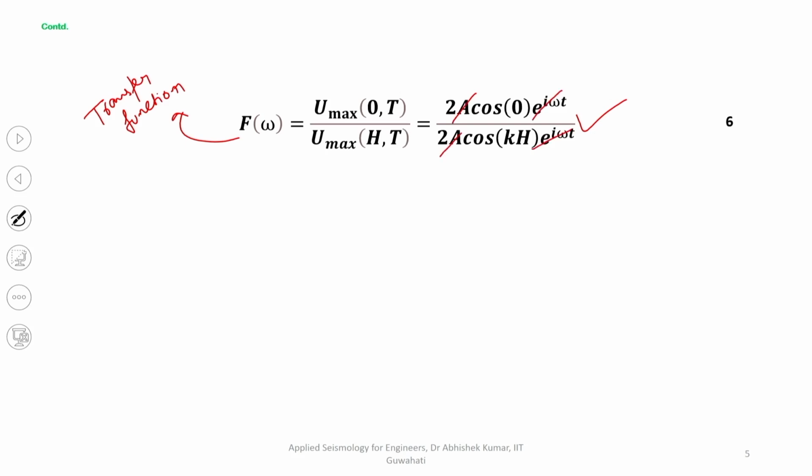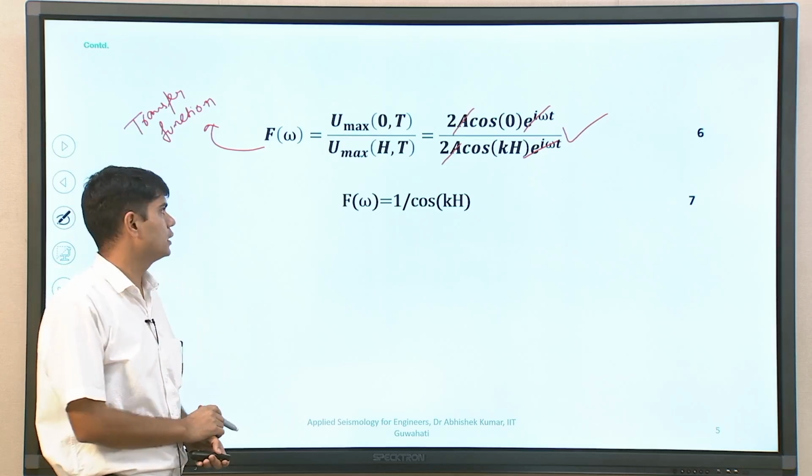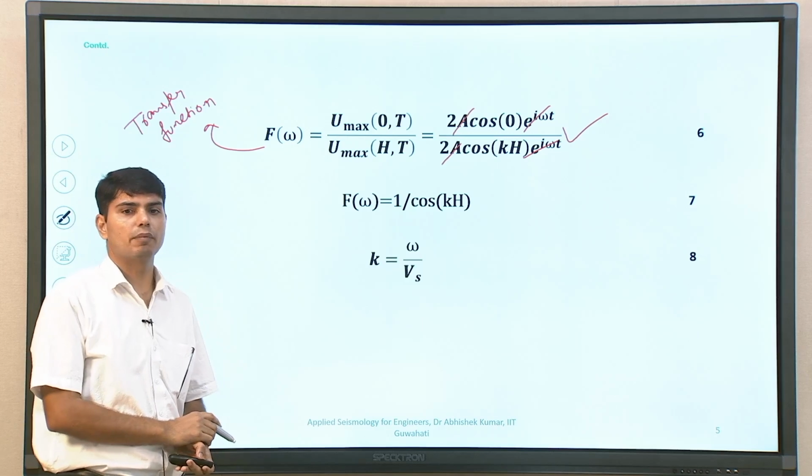So, rest of the things will get cancelled out. Cos 0 is 1 over cosine of k times h, that is going to define my transfer function, which is given over here. Now, this is the transfer function which is going to tell me how much modification is there between the bedrock and the surface.